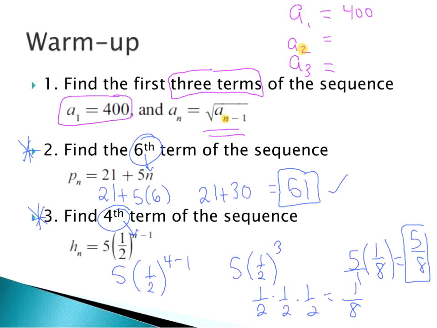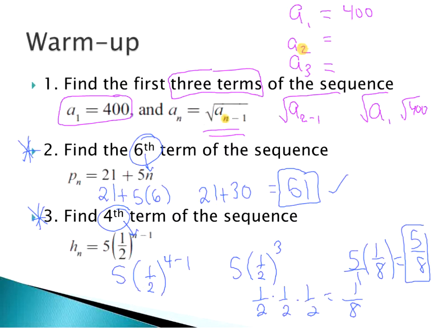A2. Good. A2. So that means my n this time is going to be a 2. Here's why. I'm finding A2, so my 2 goes in place of the n. So I'm really finding A2. Watch what happens when I write in A2 right there. So I say square root of A2 minus 1. What's 2 minus 1? 1. So my answer is really going to be the square root of A1. And what's A1? 400.